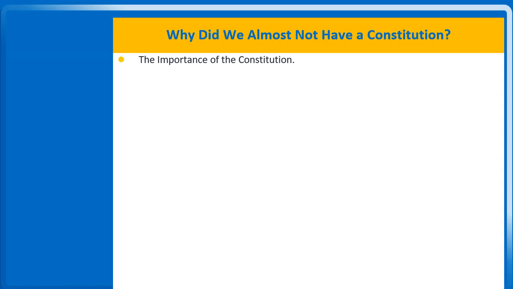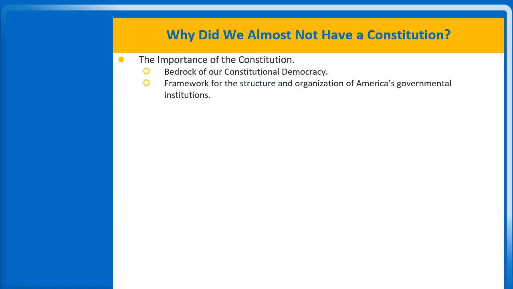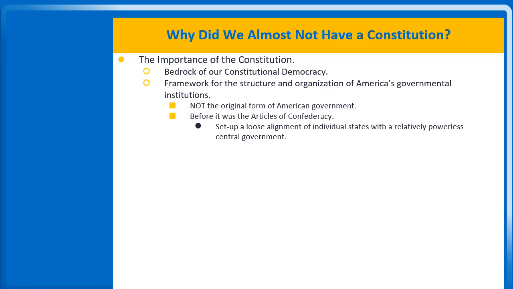As I stated in the chapter's welcome video, the importance of the Constitution cannot be ignored. This rather brief document has served as the bedrock of our constitutional democracy and as the framework for the structure and organization of America's governmental institutions. But this was not the original form of the government that the founders and especially the states had in mind. Our original form of government was not a republic but a confederacy, which is a loose alignment of states. But there were great problems with this early governmental system that the founders were forced to address head on.